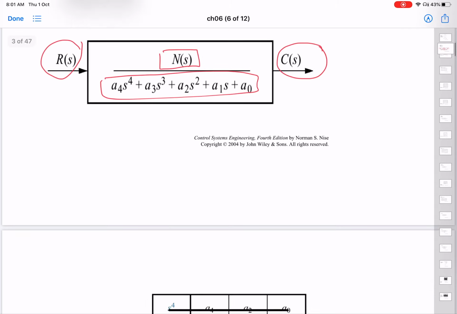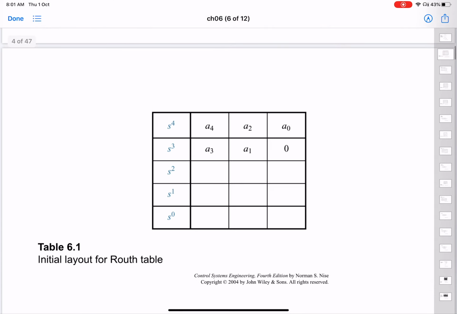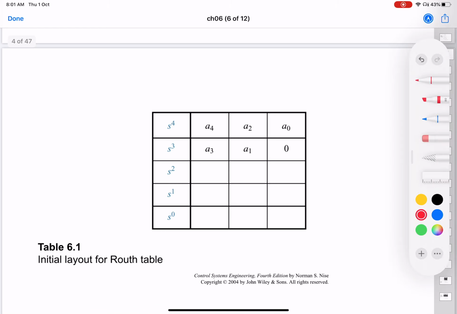So what we do is we write down the highest degree of s that is present in the characteristic equation on the left hand side like this. We start from s^4, s^3, s^2, s^1 down to s^0, and then we write down the coefficient for s^4, which is a4. Please remember your characteristic polynomial is a4 s^4 plus a3 s^3 plus a2 s^2 plus a1 s plus a0 equal to 0.